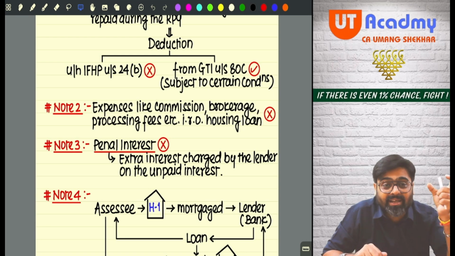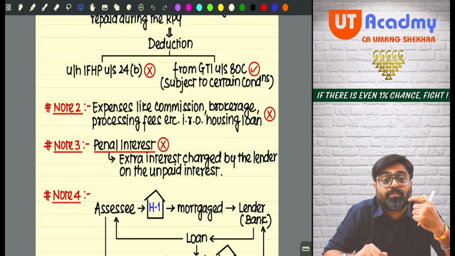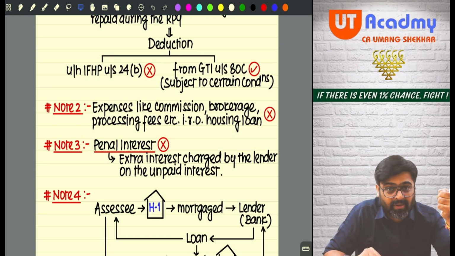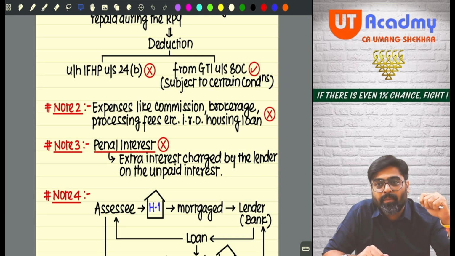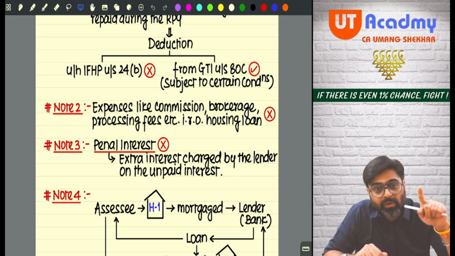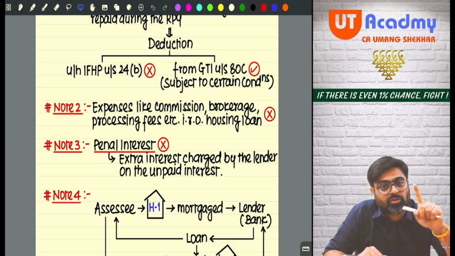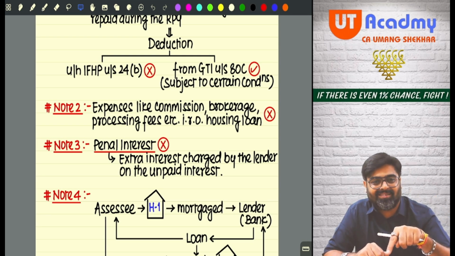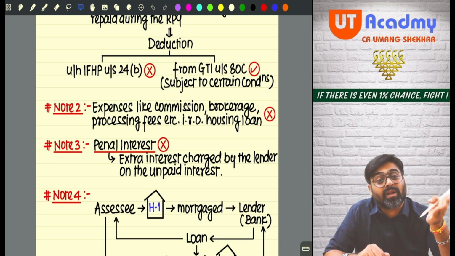So that extra interest which he is charging is in the nature of penalty, so that you don't default in payment of interest later on in subsequent installments. Getting my point? So are you going to get the deduction for that penal interest also? The answer is no. That interest paid is on interest. We are not going to give the deduction for interest on interest.